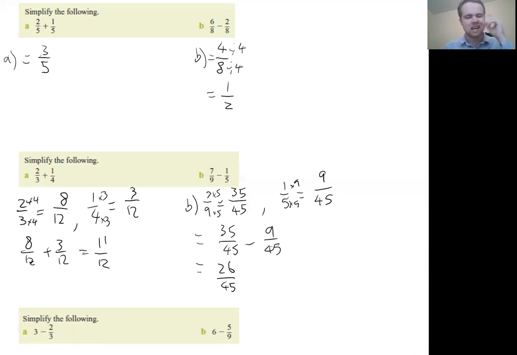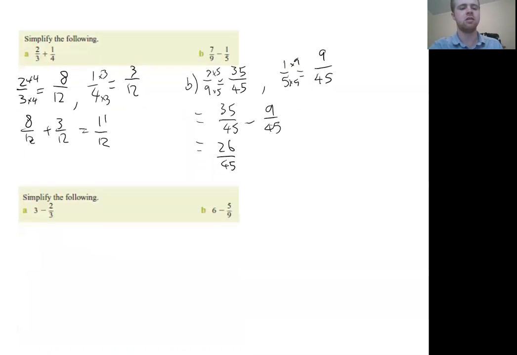Now we just got to think, is there a common factor between 26 and 45? The factors of 26 are 1, 2, and 3 can't go in, so it's going to be 1, 2, 13, and 26. Unfortunately, none of those are a common factor with 45, so we can't simplify that. So that is going to be our final answer there.